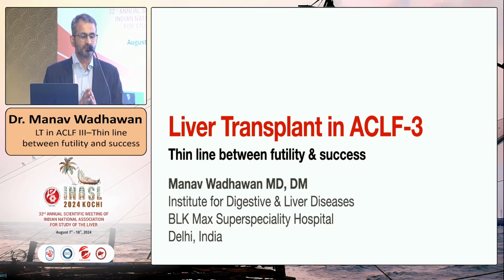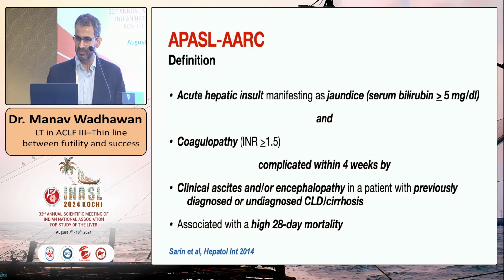Why this topic? We understand that ACLF3, specifically ACLF3, is a condition where you are looking at almost 80 to 90% mortality at the end of 3 months if you don't do a transplant. On the other hand, we also need to understand that the survival after transplant also is not very great. So let's see if we can draw a line where we should be transplanting, where we should not be, how gray that line is, how wide that rectangle is where you can fit in these patients.